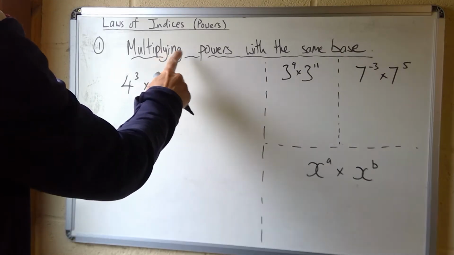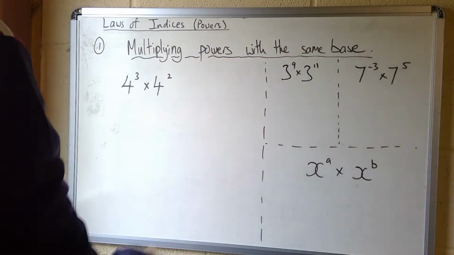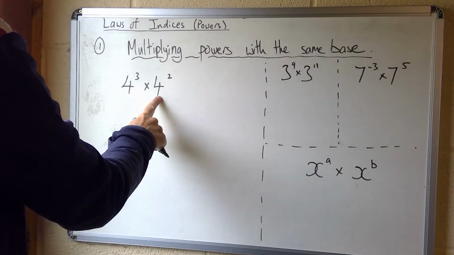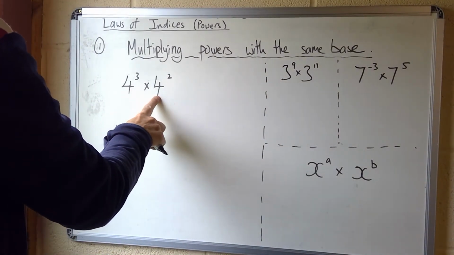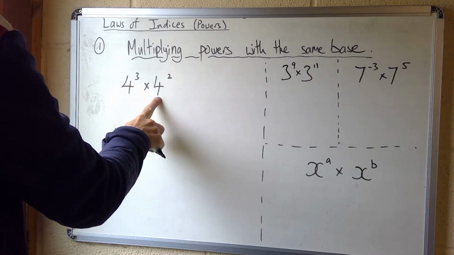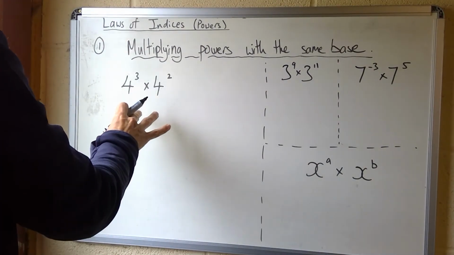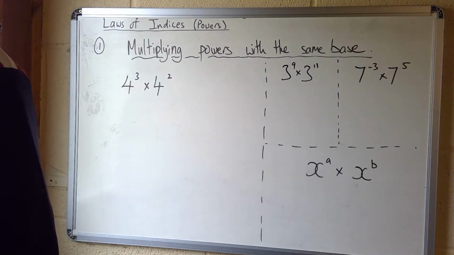The first one is multiplying powers with the same base. All three rules only work when the base number is the same. So in this case, the base number is 4. If these two were different, this rule wouldn't work. So to explain why it works, I'm going to take this example here.